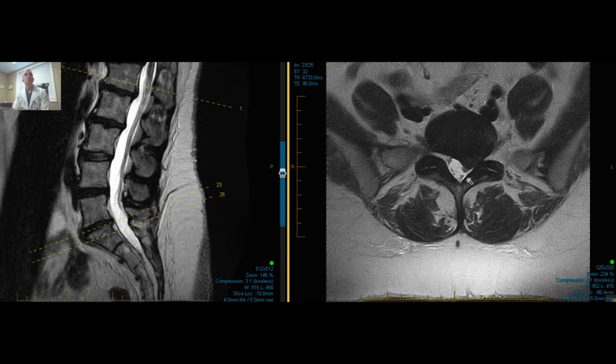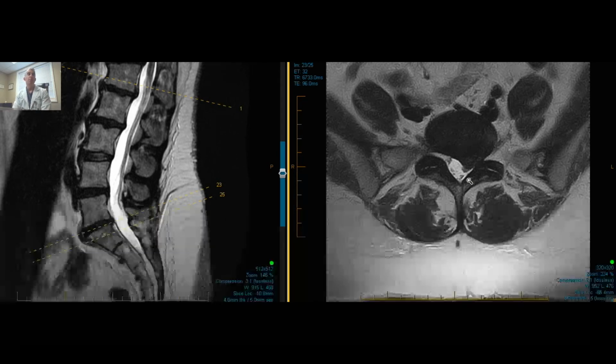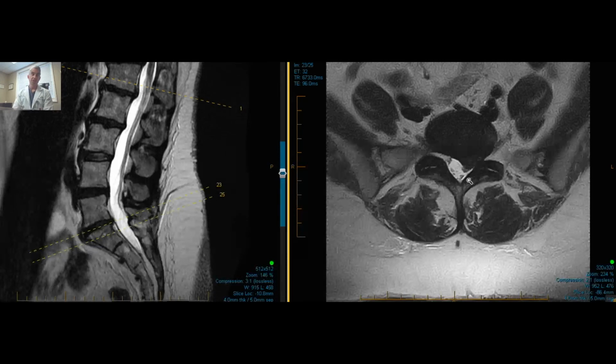Some people refer to them as ruptured discs. I probably would not call this a bulging disc because it's a little bit bigger than a bulging disc. I would refer to this as a herniated disc or a ruptured disc. And it's causing pressure on the nerve root. This is what's giving her the pain coming down her left side.